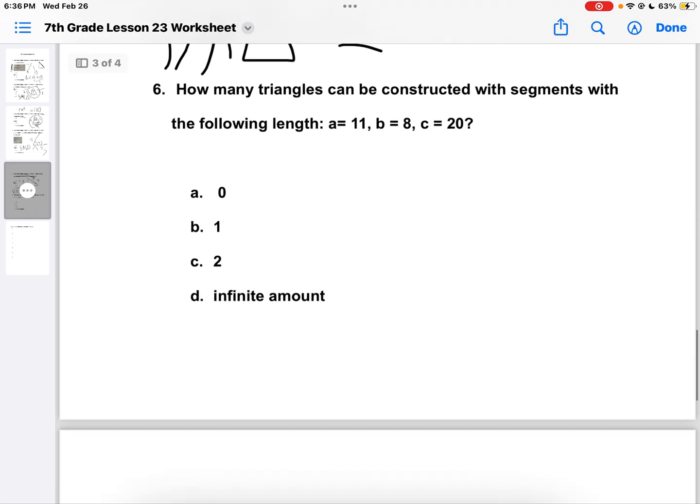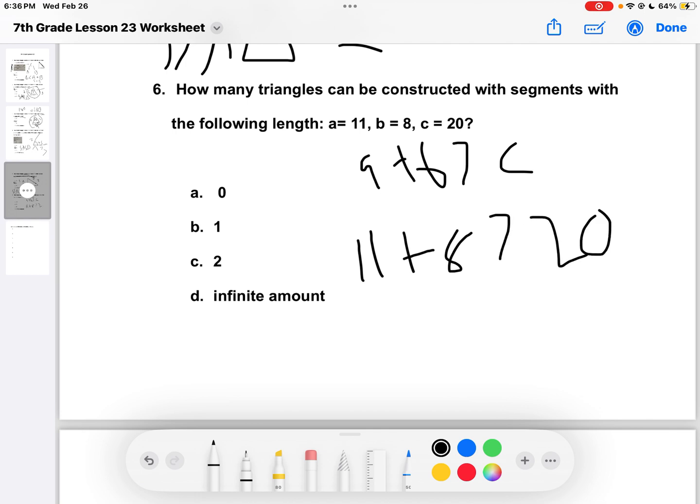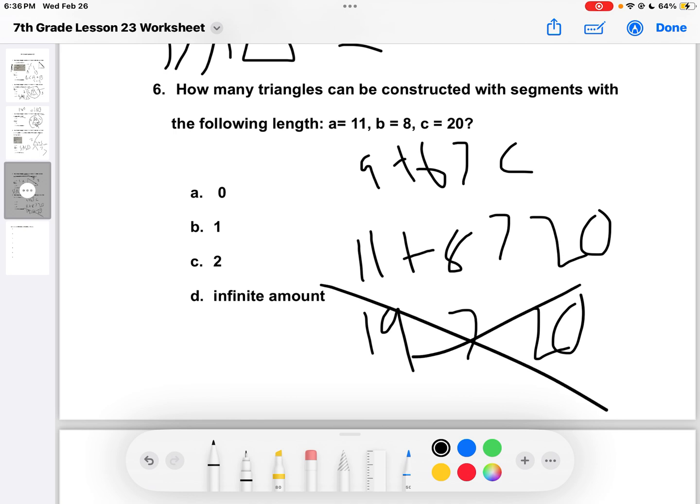Alright, number 6. How many triangles can be constructed with segments with the following lengths? A equals 11, B equals 8, and C equals 20. The first thing we learned in the first question was that A plus B needs to be greater than C. In this case, 11 plus 8 is not greater than C. So that means this can't be a triangle.